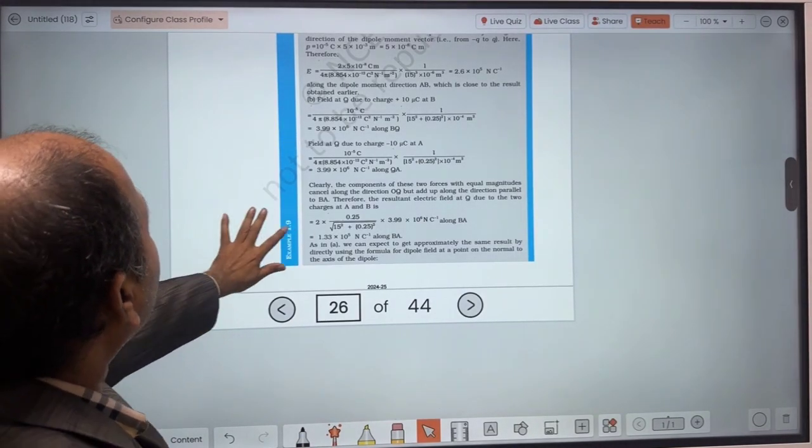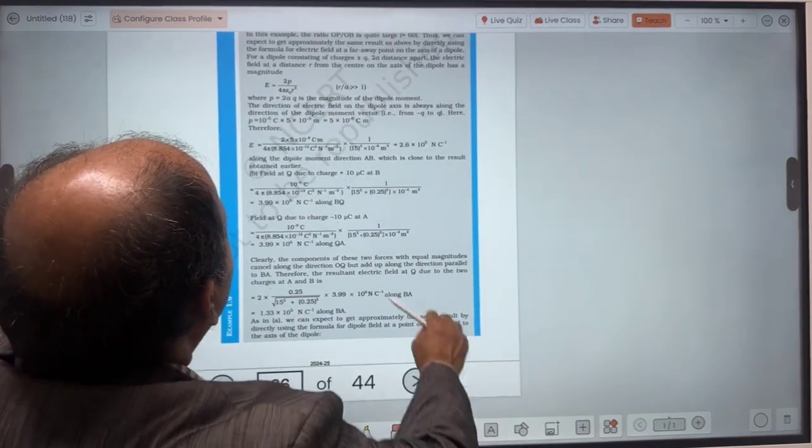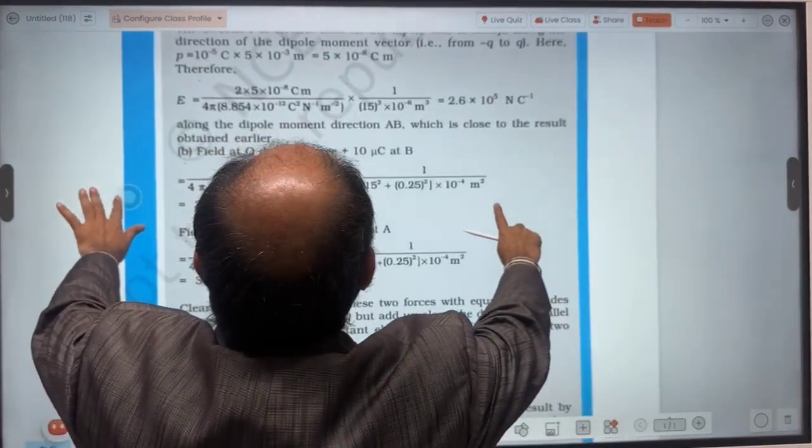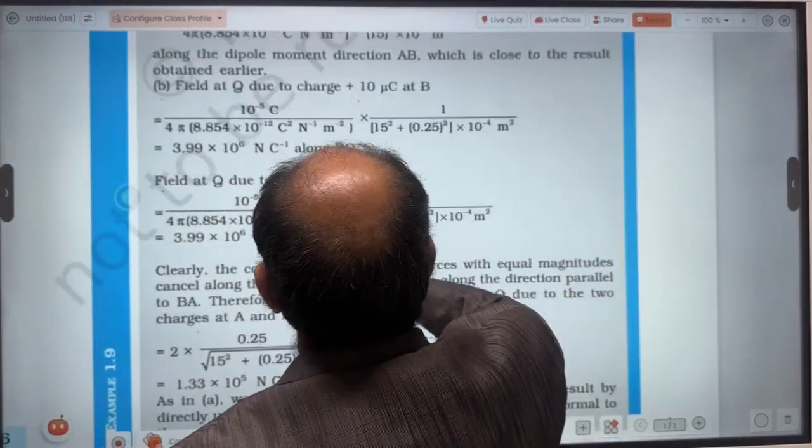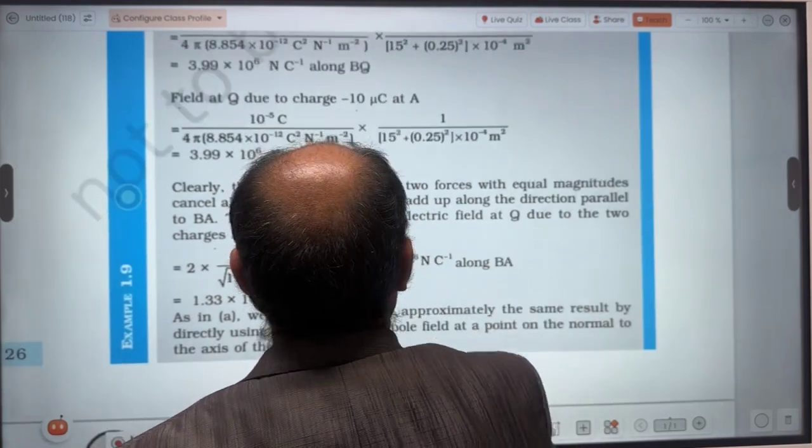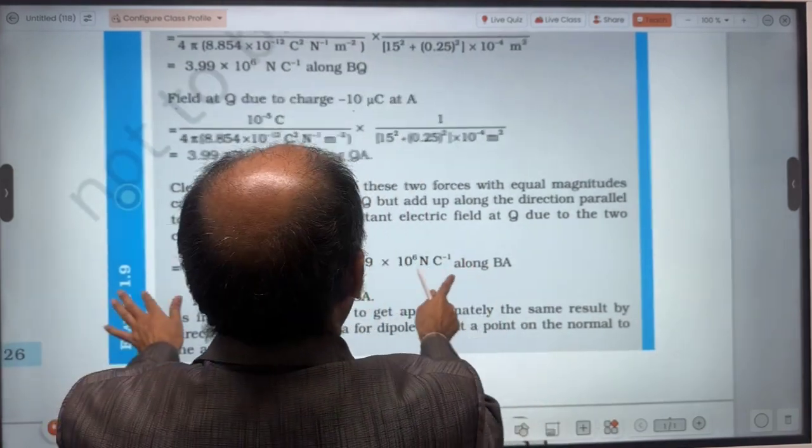Same calculation is given here. If you wish to see, you can see it. So there is nothing tough as such, you can easily do.